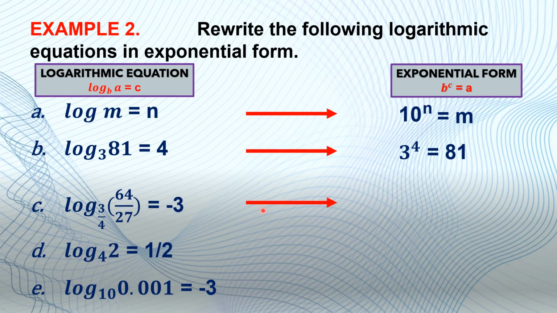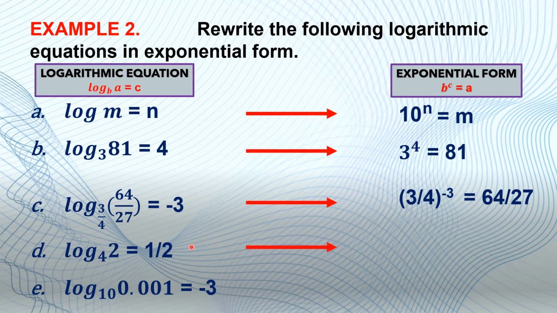Next, logarithm of 64 over 27 with base 3/4 is equal to -3. So we have now B raised to C. Our B here is 3/4 and our C is -3. So we have 3/4 raised to -3. Then our A here is 64 over 27 and it is written as the answer of the exponential form. So we have now 3/4 raised to -3 equals 64 over 27.